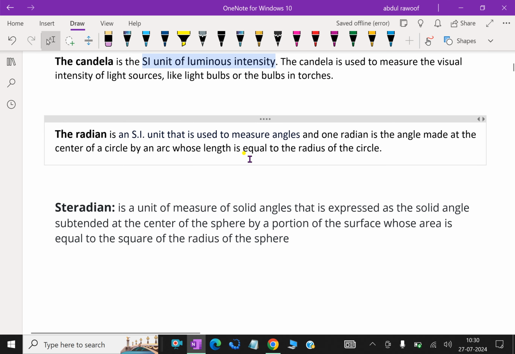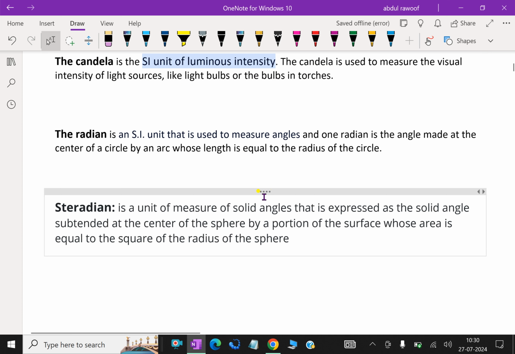Next is candela. Candela is the SI unit of luminous intensity. The candela is used to measure the visual intensity of light sources like light bulbs or bulbs in torches.